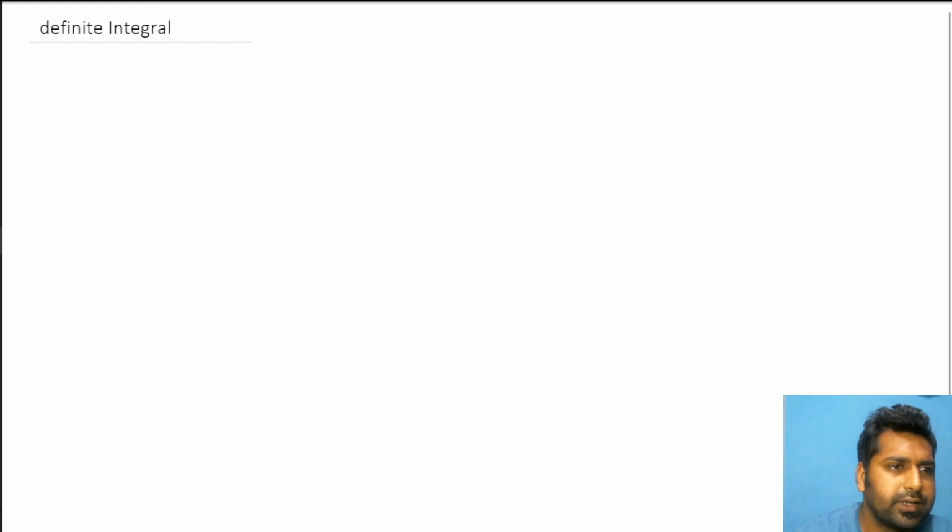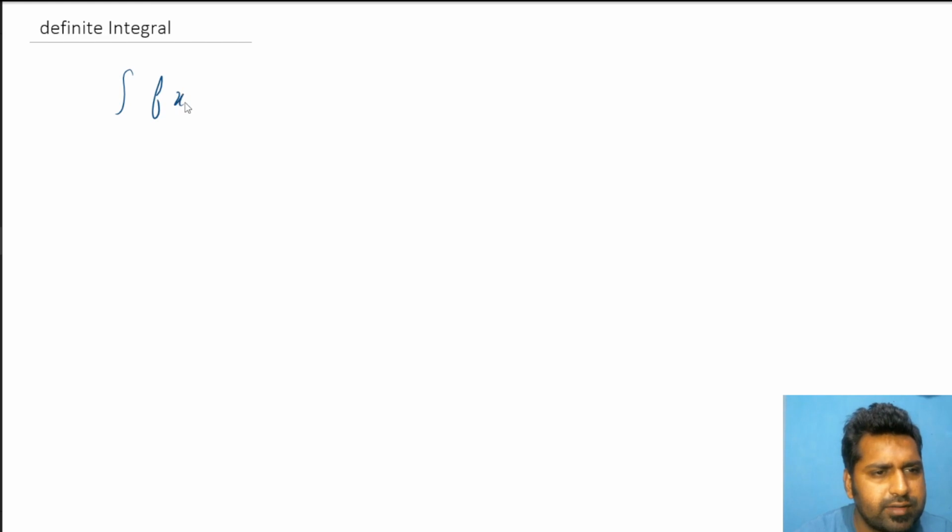Let's understand first of all the basic difference between indefinite and definite. Suppose you integrate a function f(x) dx, and that gives you some g(x). So you integrate a function, you get another function. Fine, that's your indefinite integral.